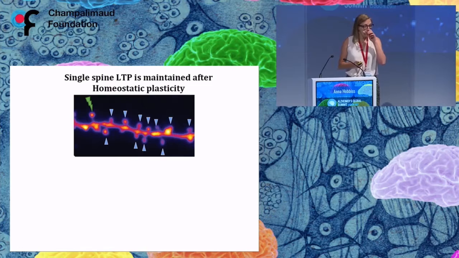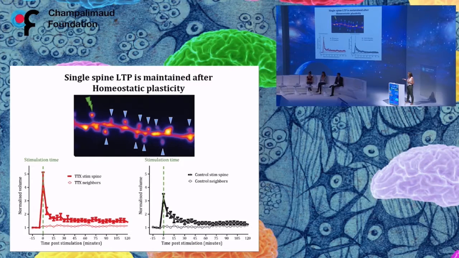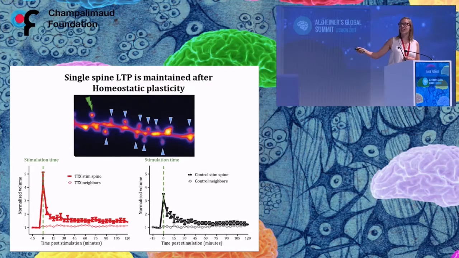So first of all, I wanted to know, can spines that have undergone homeostasis even undergo more LTP? Is it even possible to have more plasticity? So the graphs I'll show you will compare this individual stimulated spine here to the non-stimulated neighbors. And what you can see is comparing the TTX and the control here, indeed we do see LTP. So even after homeostasis, the spine can undergo more plasticity and can, let's say, encode more information.